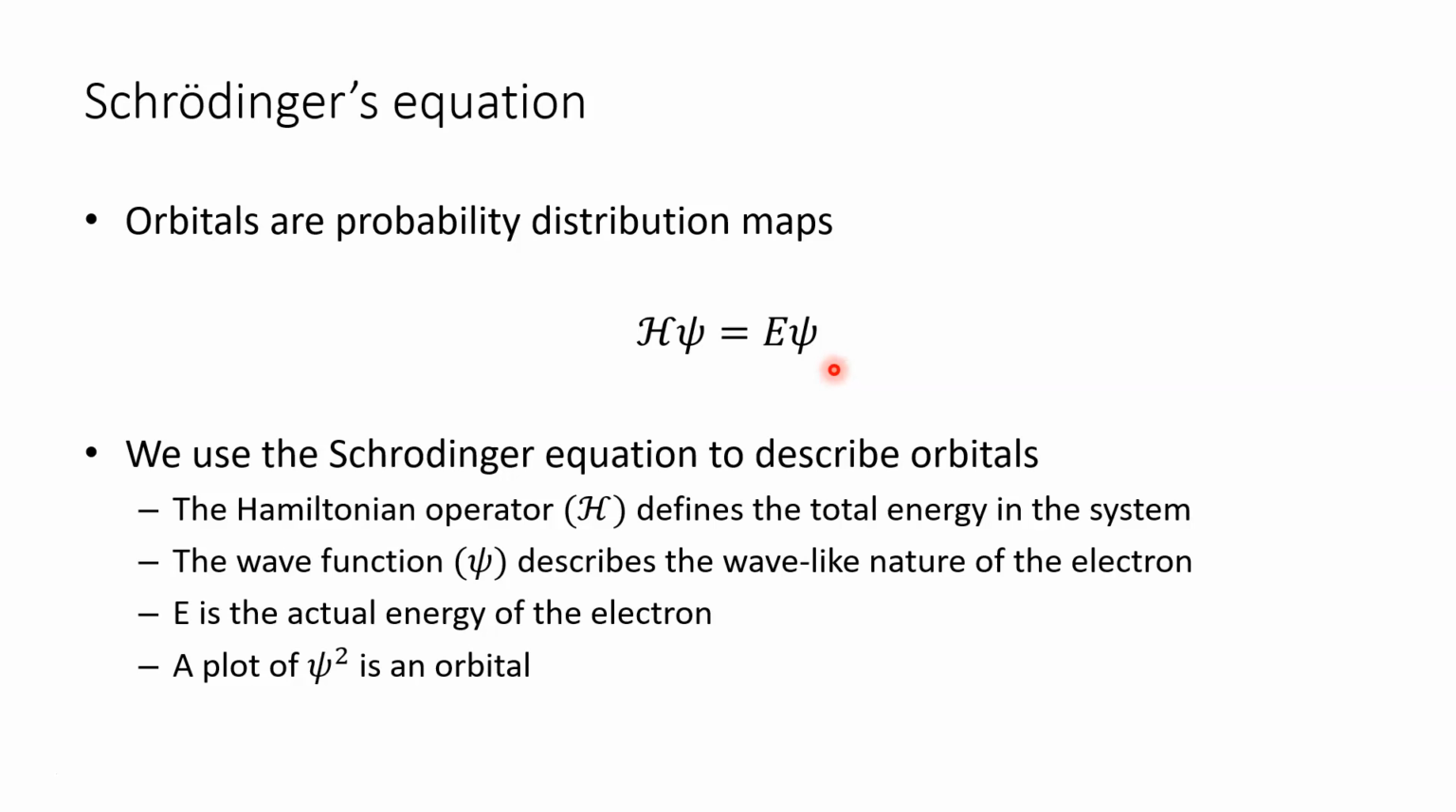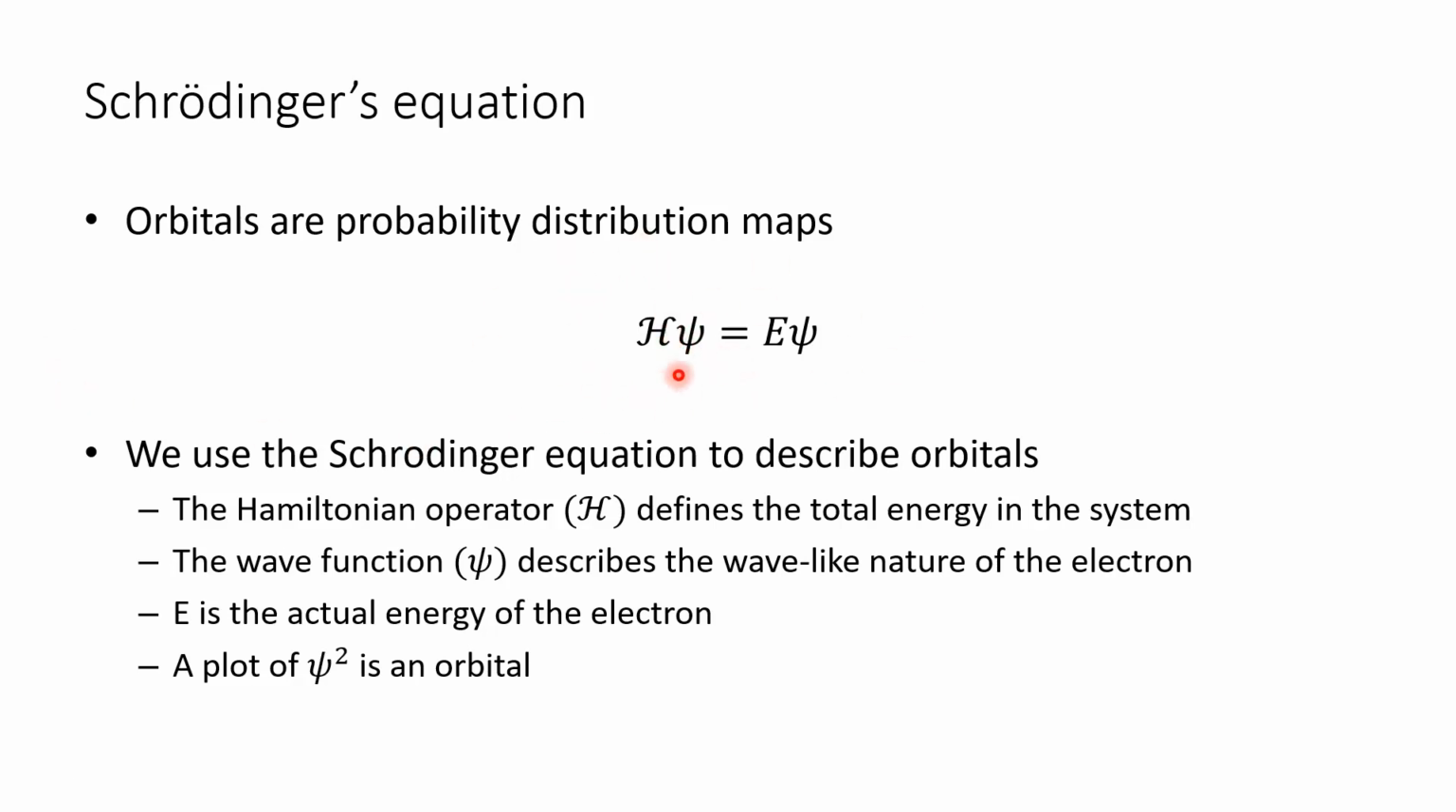However, I want to talk about it because the plots that we use to describe orbitals are a solution to this equation. So what orbitals really are is probability distribution maps. In other words, here is a region and an electron is going to exist somewhere in this region. That's what it is. And we use this equation to describe that.